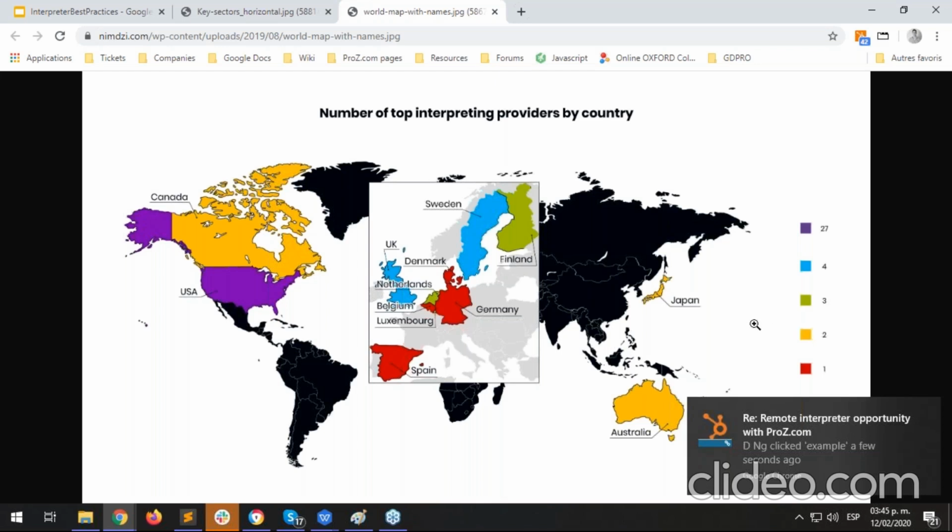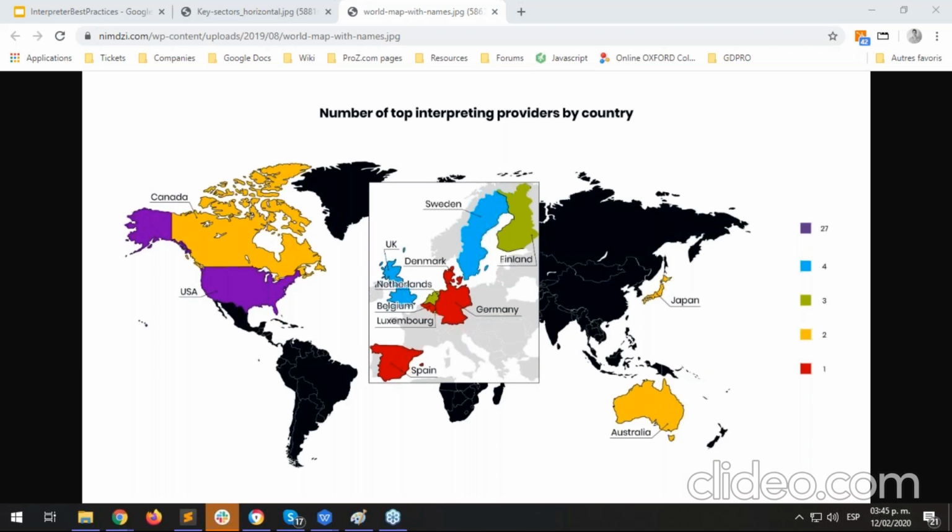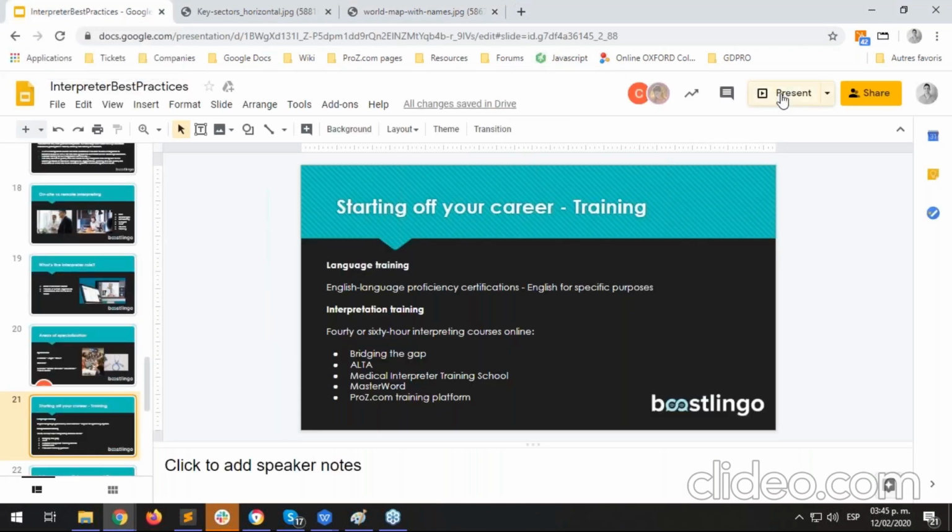And it's the second largest economy. So that tells us a lot about how English kind of dominates the interpretation industry in a way. Yeah, interesting. So training.